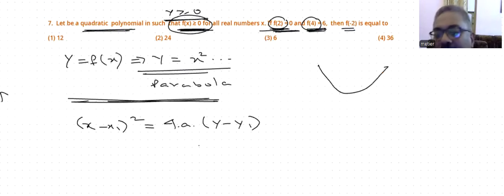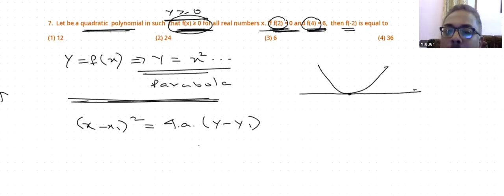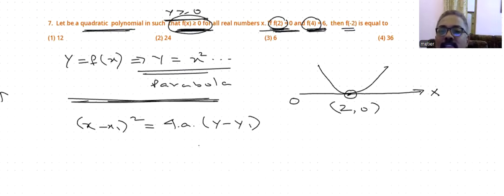And when x equal to 2, y is 0. y is 0 means this should be the bottommost point, because y cannot be negative. So the x-axis will be here, and this should be the bottommost point. As y cannot be negative, x is 2, y is 0, this should be the bottommost point.